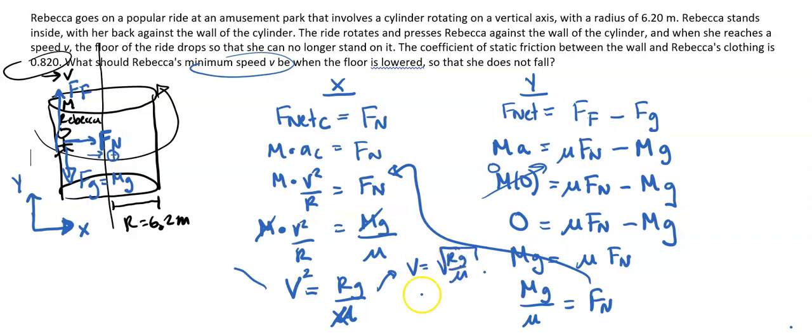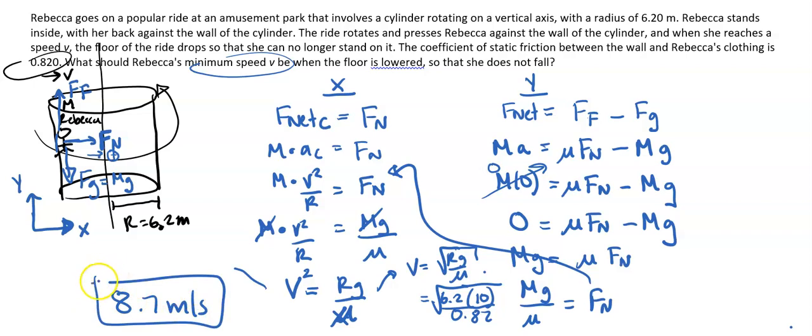Now let's plug in our numbers and see what we get. R is 6.2, g we know is 10, mu is the coefficient of friction, which is 0.82. When I plug that all in, I get the velocity to be 8.7 meters per second. So that is the minimum speed for Rebecca to keep on spinning in a circle. Cool. Thanks for watching.